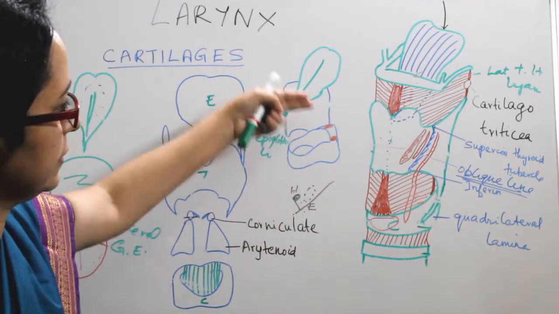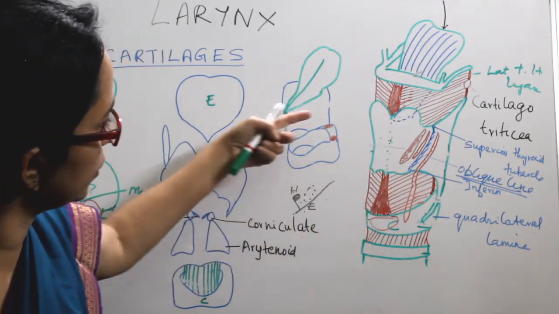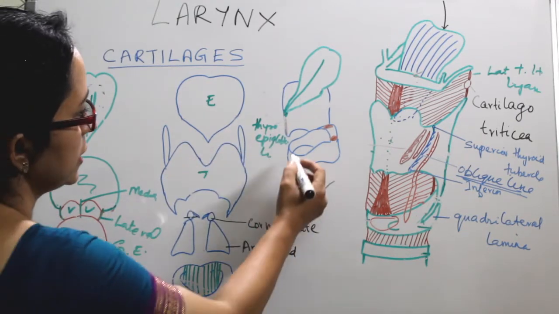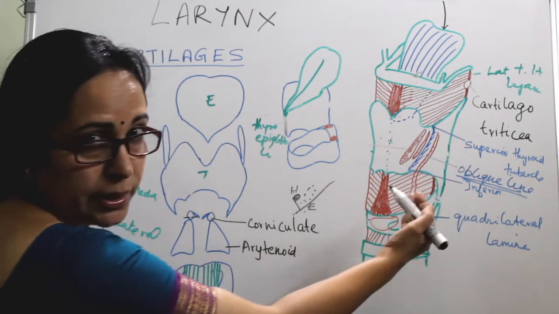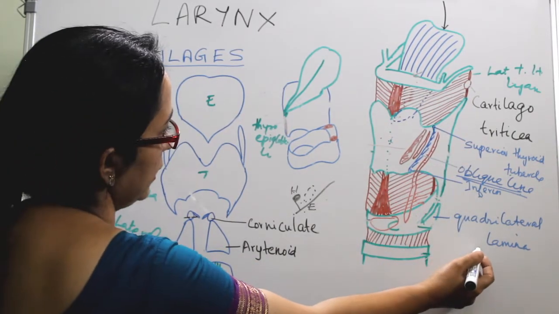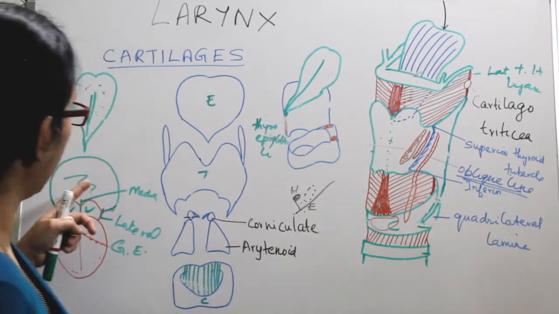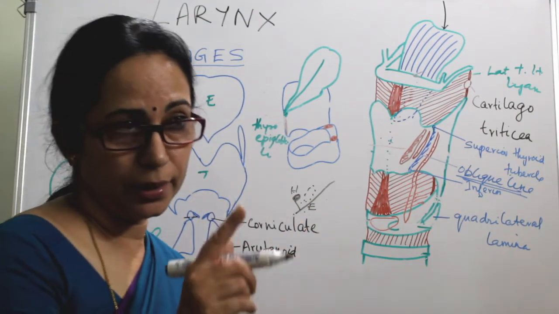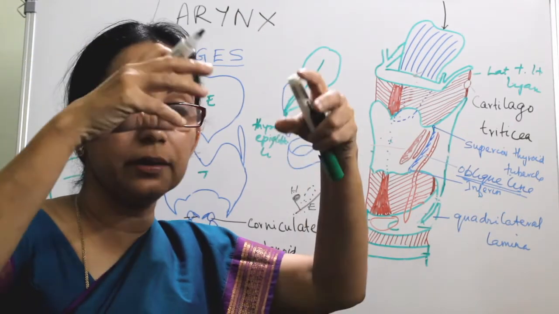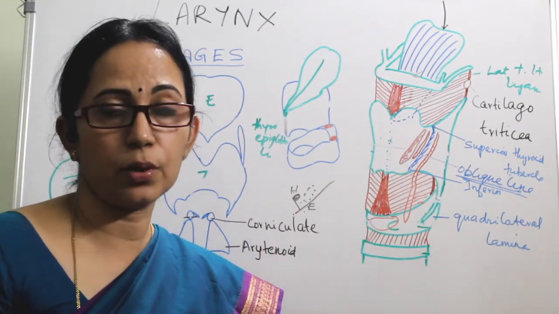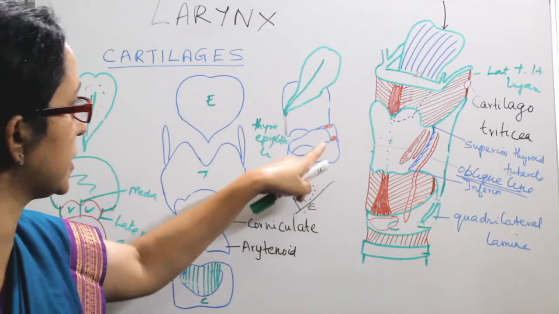This is a cut section. If you cut it like this, the picture will be like this. So this is a cricoid cartilage, and these are the two arytenoids on the posterior aspect of this quadrilateral lamina. Along with the quadrilateral lamina, I told you the arytenoids are sitting on the superior sloping shoulders of the posterior quadrilateral lamina. It is here.